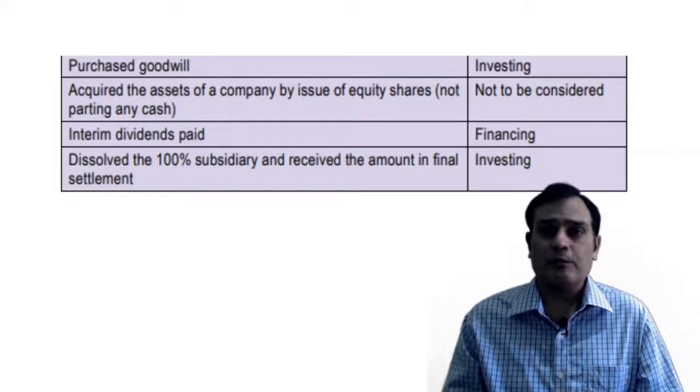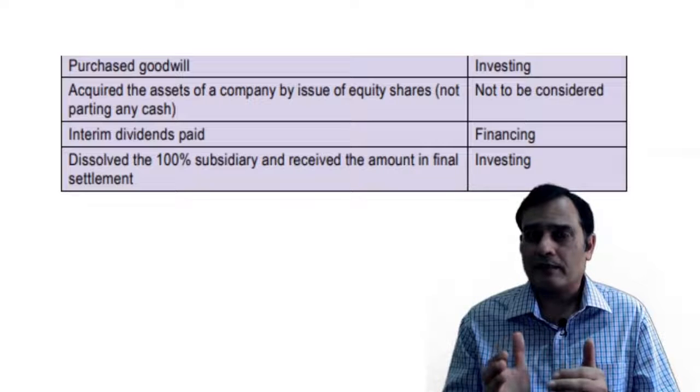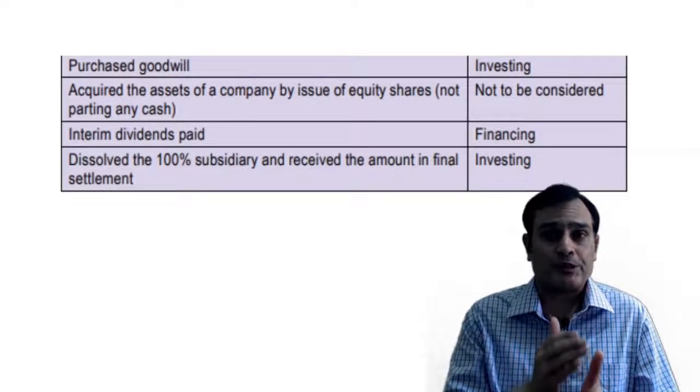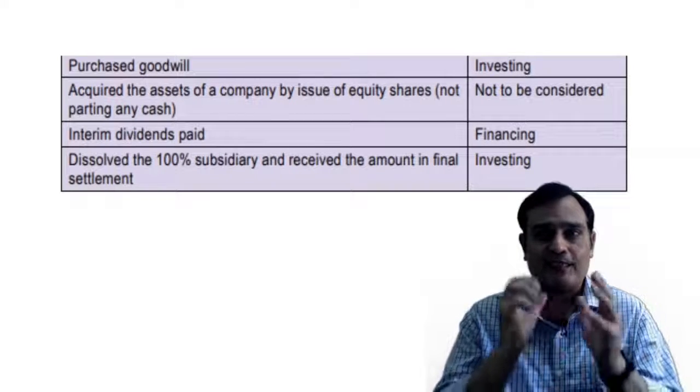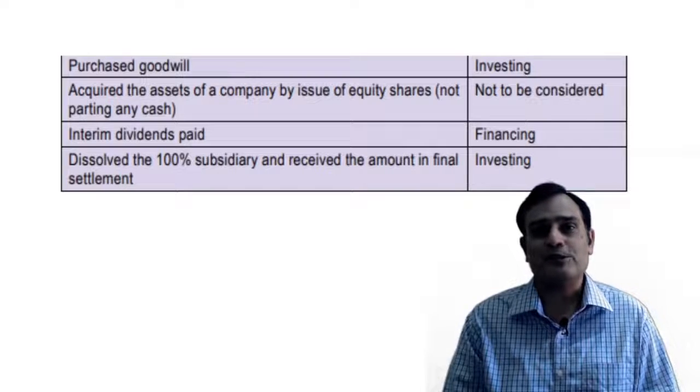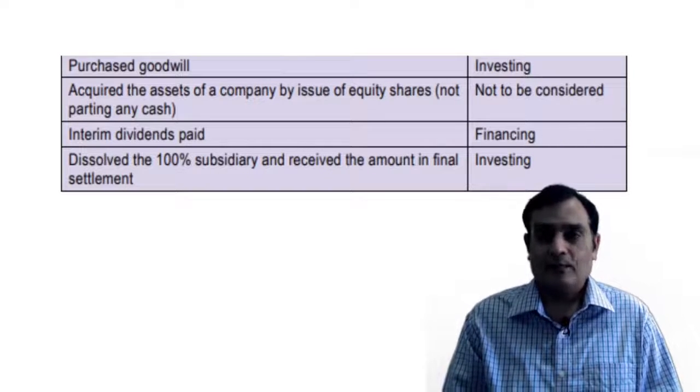In the next video, we're going to make a summary chart and understand the treatment of interest and dividend paid and received, financing and non-financing activities, all the permutation combinations in that case. Well, that's all in this particular video. Wait for the next video.